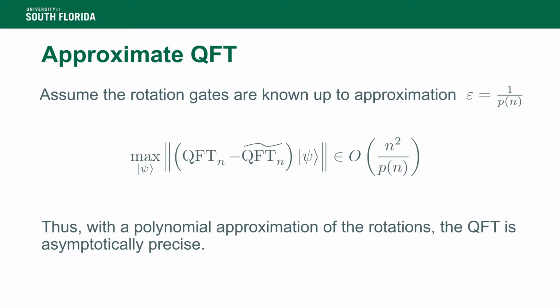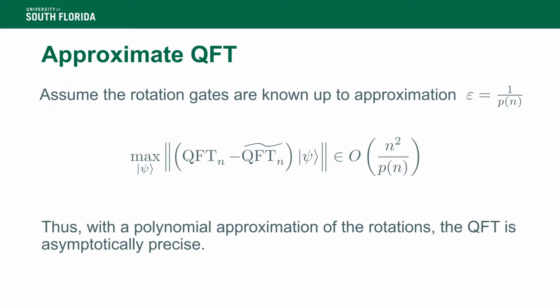Now, a last point that we want to make in this lecture is that there is another source of error that is often swept under the rug. It's the fact that we don't know our rotation gates exactly, but rather up to an approximation factor, because we've had to approximate them through the Solovay-Kitaev algorithm, for example.